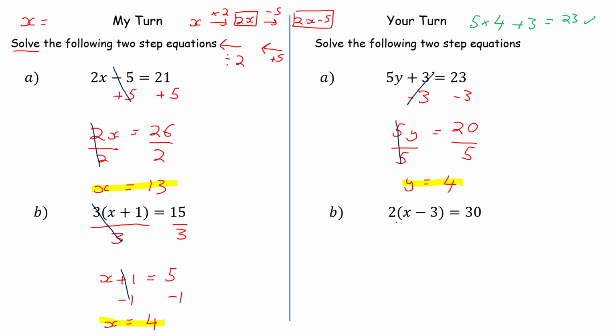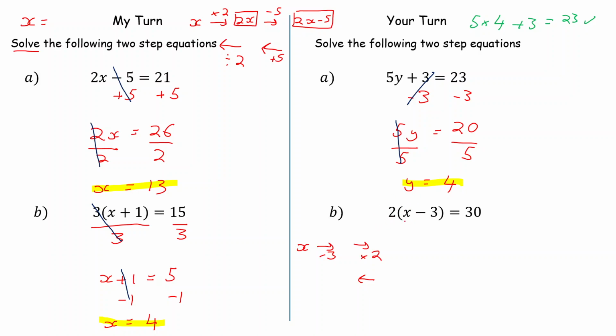We've got 2 bracket x take away 3 equals 30. And again, the more you do this, the quicker you get at it. Right, we have x. We then take away 3. We then times everything by 2. So the opposite, we go back the other way. We divide by 2. What we're doing, we have x, we take away 3, and then times everything by 2.